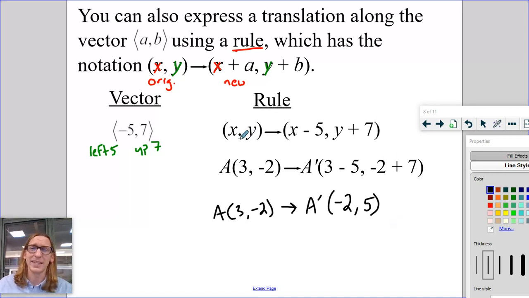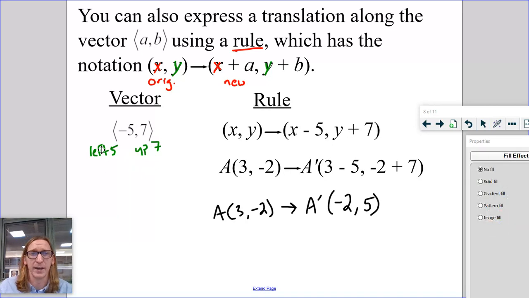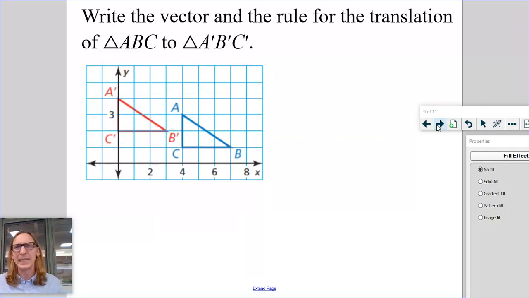So writing this as a rule looks more complex than it really is. It still means the same thing. Move to the left 5 and up 7, or whichever direction and amount you need to travel. A real quick example to help you see that one more time. Write the vector and the rule for the translation from triangle ABC to triangle A prime, B prime, C prime.